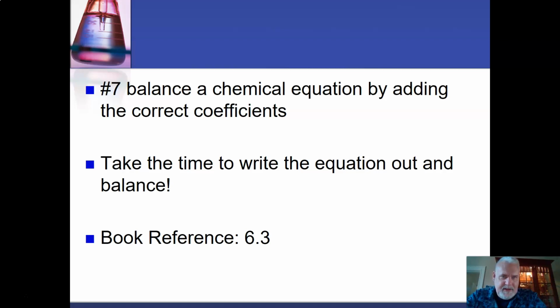Number 7 is balancing a chemical equation by just adding the correct coefficients. Some of you, I think, still need a little bit of review on this. Take your time on this one. Write the equation out. It's got that blank half.